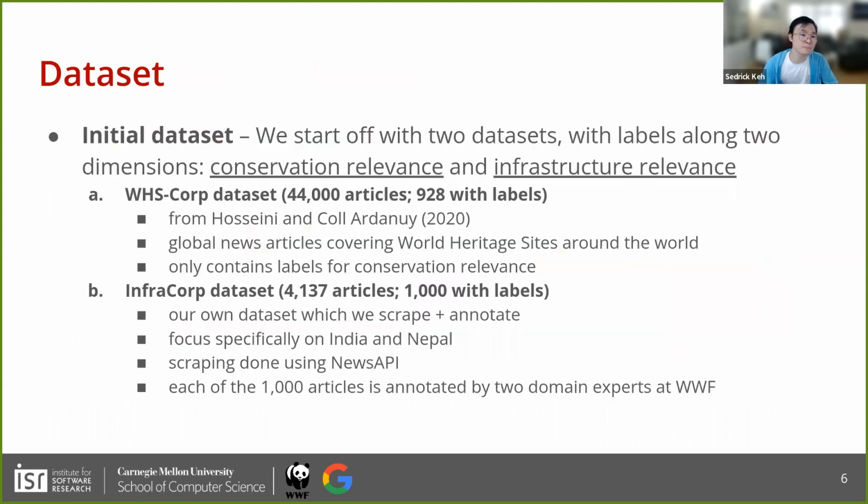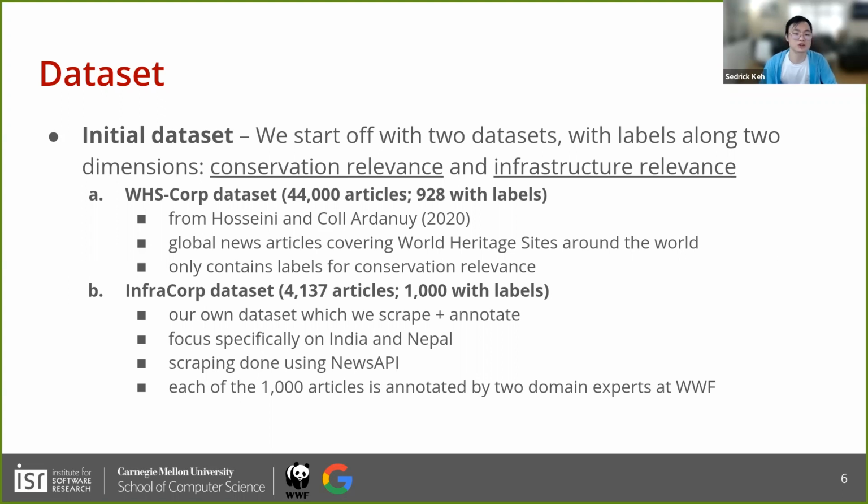Before we go through the pipeline, we'd like to start by talking about our data set. As mentioned earlier, we're concerned mainly with conservation relevance and infrastructure relevance. First, we use an existing data set covering World Heritage sites from around the world. We call this the WHS Corp data set. This has 928 articles that are labeled for conservation relevance.